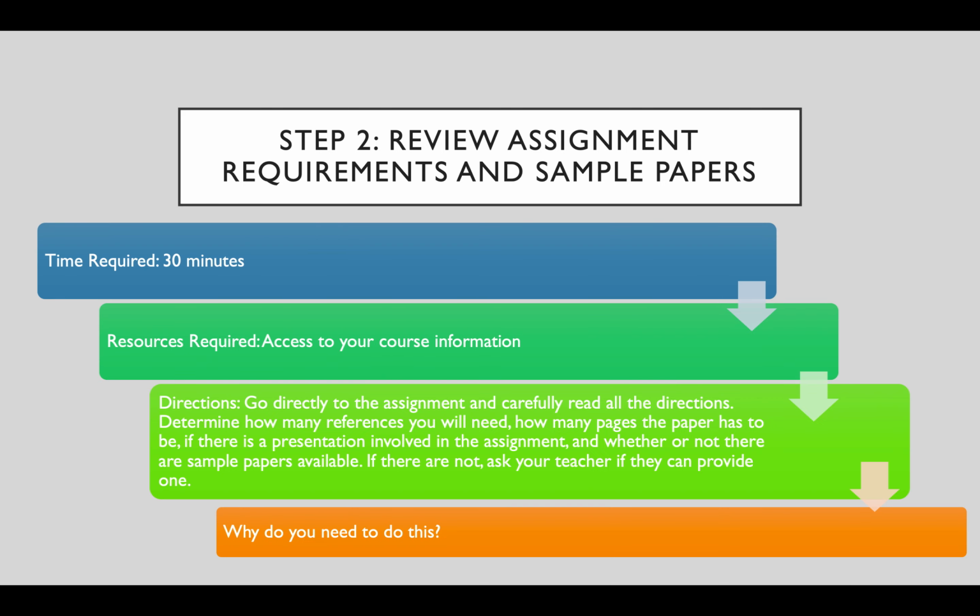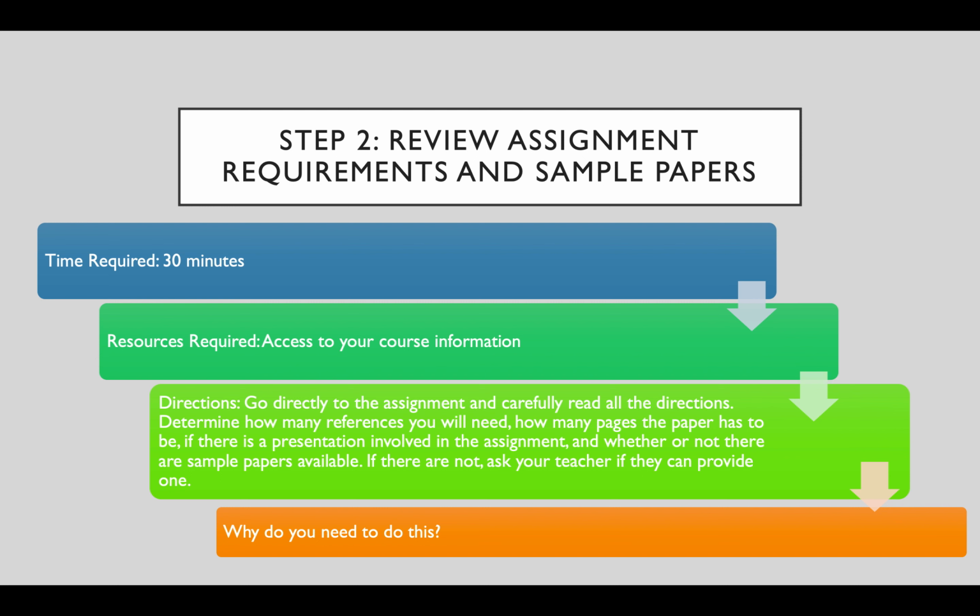Step 2 is review the assignment requirements and sample papers. Again, this will take about 30 minutes. You're going to need access to your course information for this step. I want you to go directly to your assignment and carefully read all the directions. You need to know exactly what your instructor wants you to do before you start. It is really important so that you give the instructor what they want.